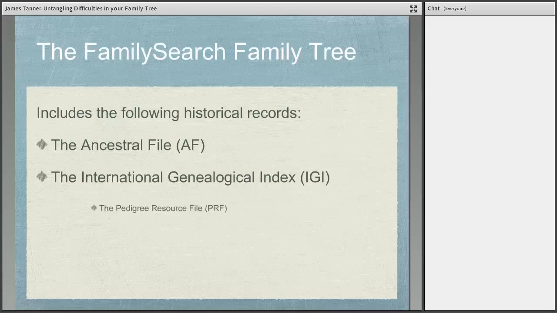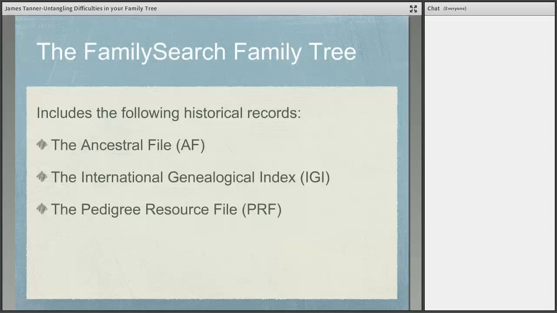The third set of records is the pedigree resource file. Originally, this was created to act as an online backup place for people's genealogical files. So people were told that they could use this, make a backup copy online, and that the copy would be then preserved. Well, that was true, and as a matter of fact, they provided copies of all of those pedigree resource files in a set of CDs.